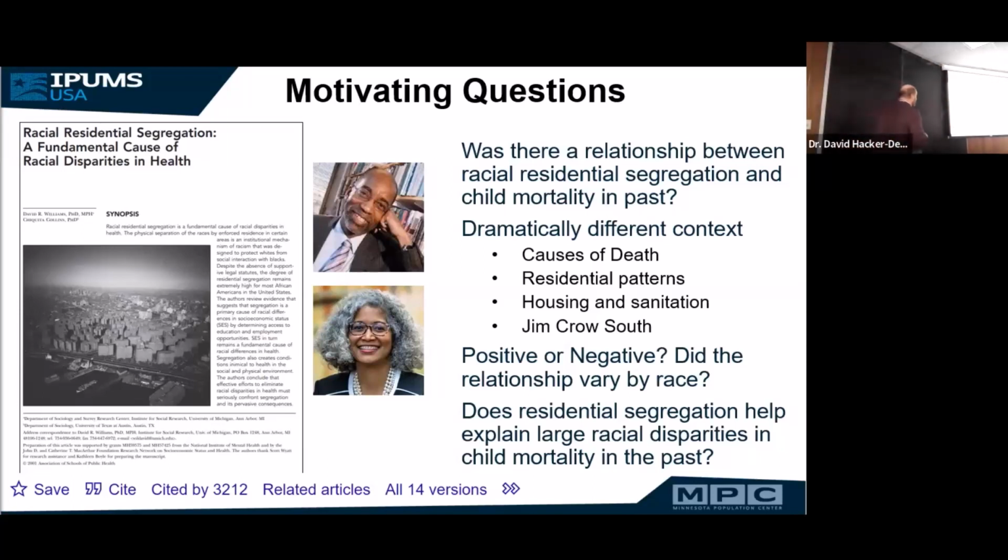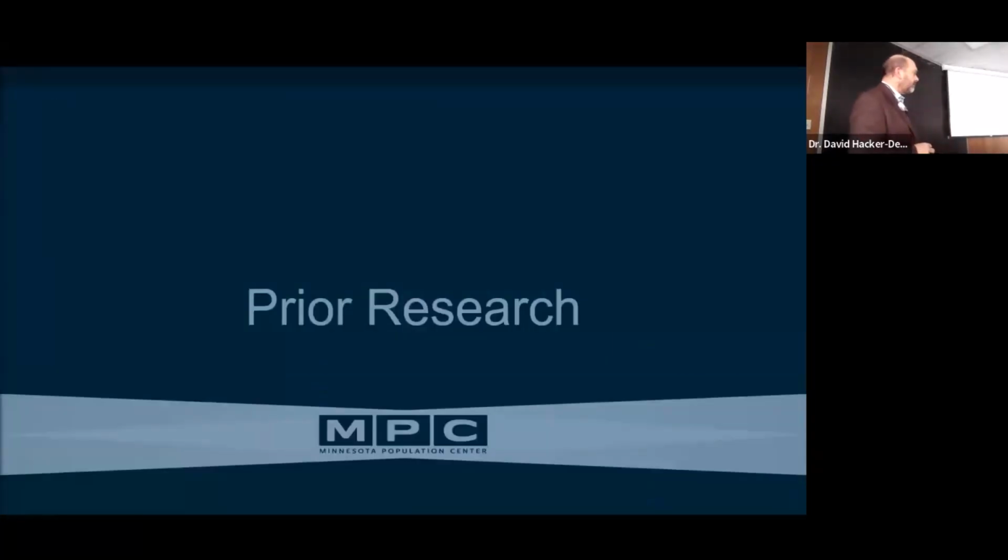Does it help us understand it? So those are the questions we're going to ask. Again, fairly descriptive, and we think we're answering these mostly for the first time. Okay, mostly. There is some prior research. Let me quickly, I'm just going to say 3 areas: mortality, segregation, and the relationship between them.